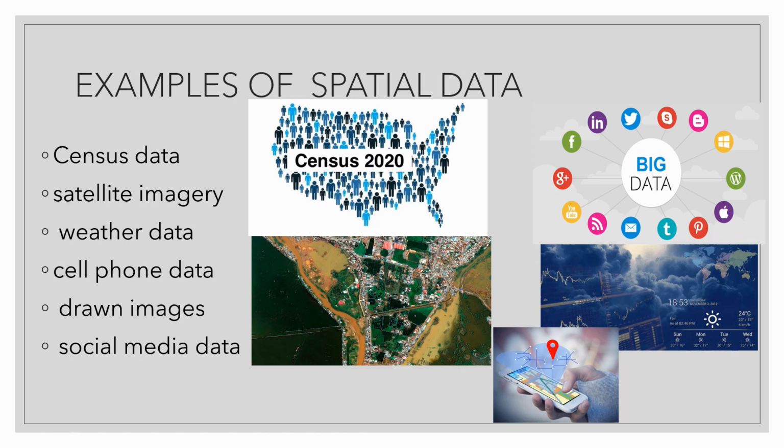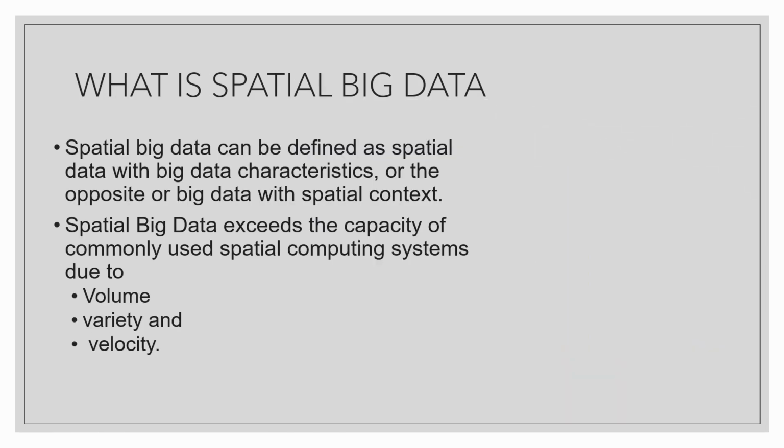Now let us discuss spatial big data. Spatial big data can be defined as spatial data with big data characteristics, or the opposite way around, big data with spatial context. Spatial big data exceeds the capacity of commonly used spatial computing systems due to volume, variety, and velocity. Spatial big data comes from many different sources, such as satellites.